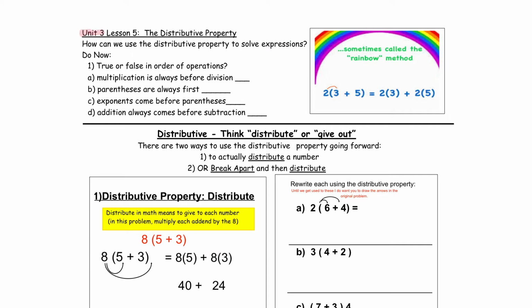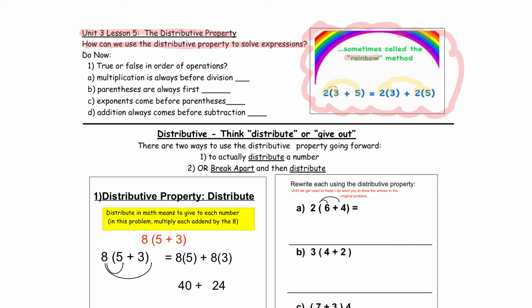Today's lesson is going to be the distributive property. How can we use the distributive property to solve expressions? Well, if we take a look over here in the info box, the distributive property is sometimes called the rainbow method. And one of the things you're going to notice is that we're going to be multiplying the number on the outside of the parentheses by each number on the inside of the parentheses. And that's how we're going to work it today.